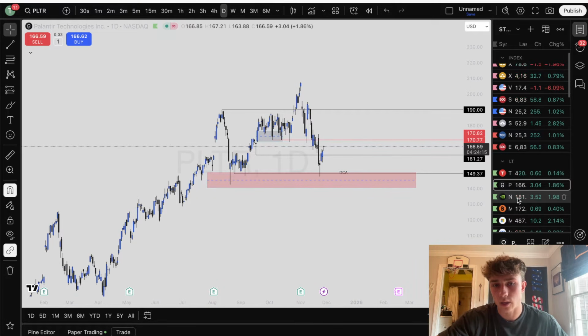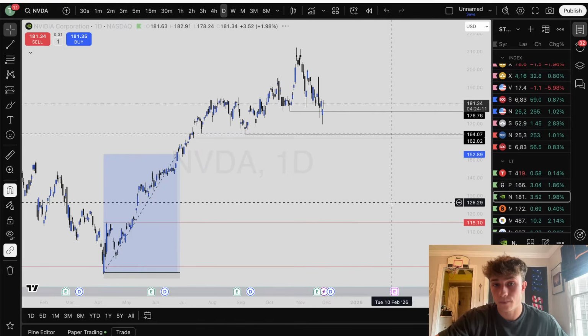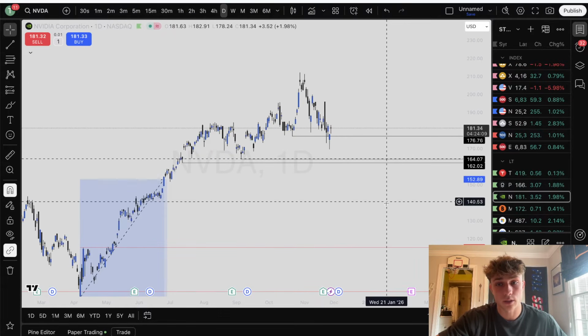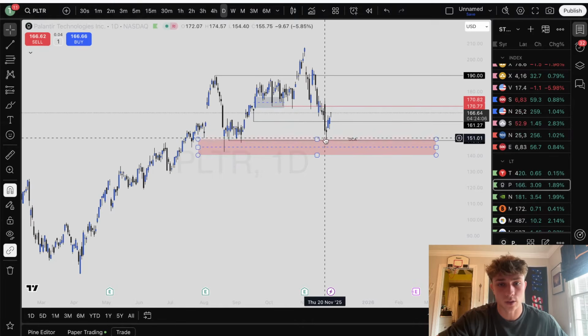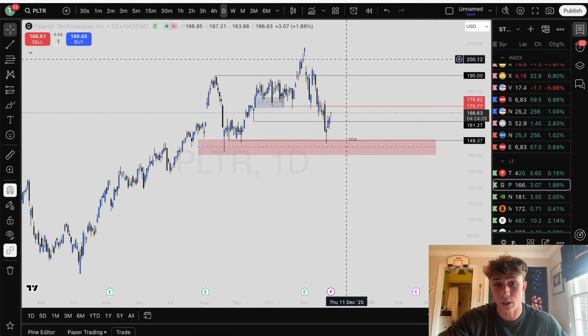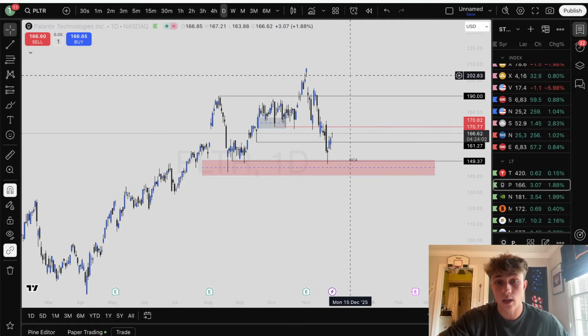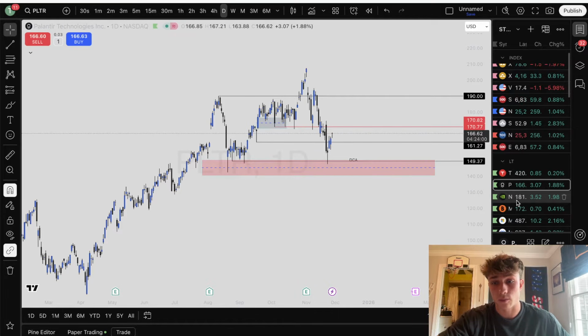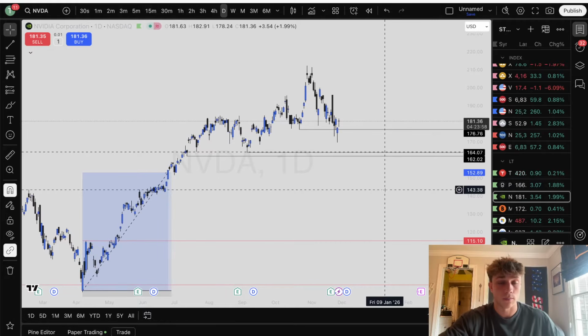I think that I should have sold more here, but I didn't. So I don't think I have room to dollar cost average. Although I do think Palantir is going to go up, and here would have been a great opportunity to dollar cost average, as we can see. But I don't think my portfolio needs it. NVIDIA.